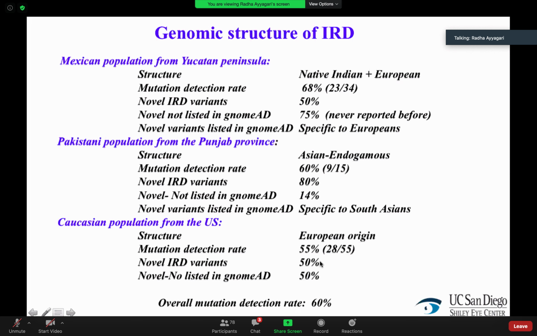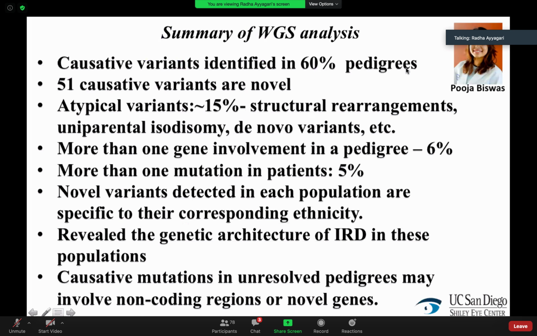Among these, we observed 50% novel mutations, again a high novel mutation detection rate. Once again, that is probably the selection bias. And 50% of these are not listed in the gnomAD database. That is something surprising to us because European and Caucasian populations have been analyzed extensively. So it's likely that these are either private mutations or more recent mutations. Overall, our detection rate is about 60%. So in summary, we observed mutations in about 60% of cases, and 50% of the variants we observed are novel.